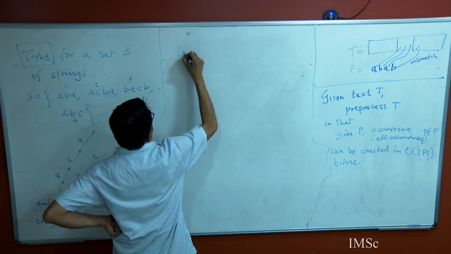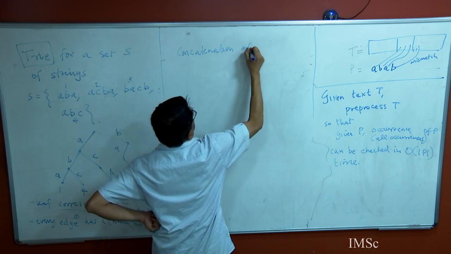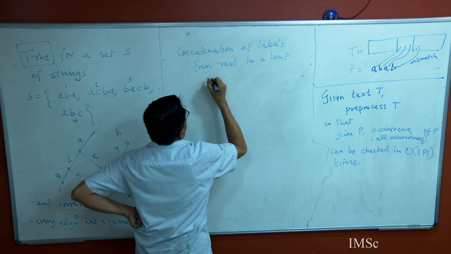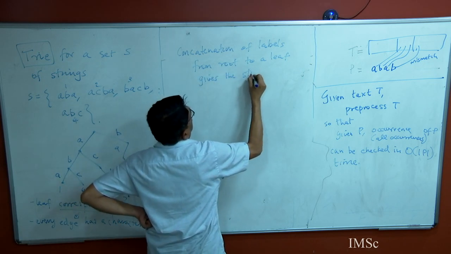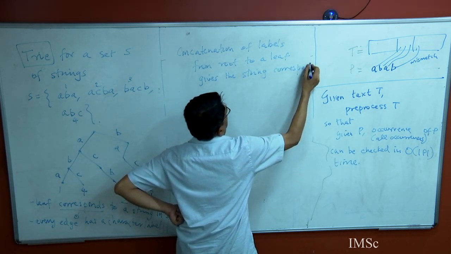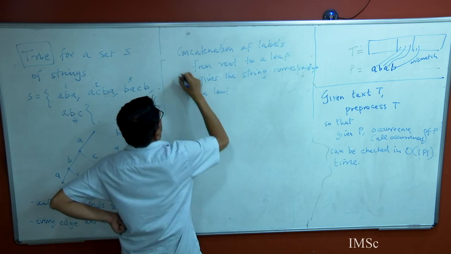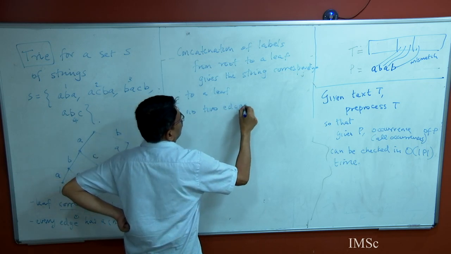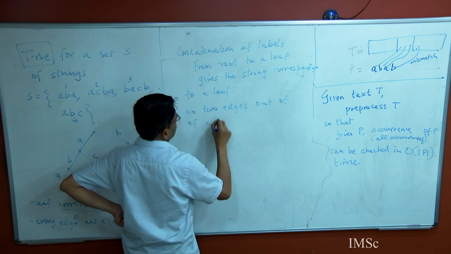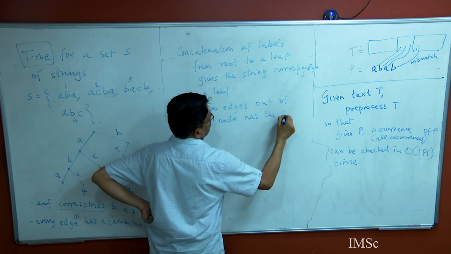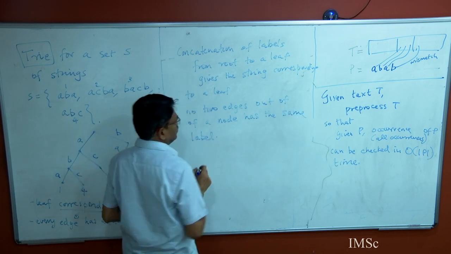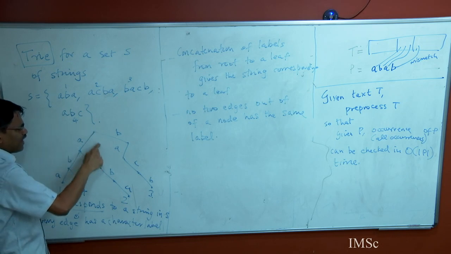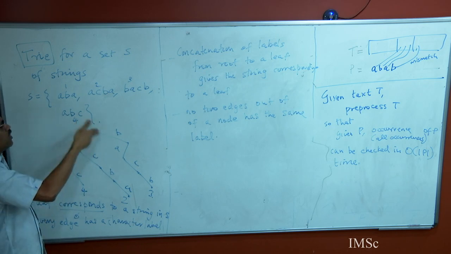And the concatenation of labels from root to a leaf gives the string corresponding to the leaf. And the more important thing is that no two children, or no two edges out of a node, have the same label. Okay, right? In so many different words, basically I defined formally what the tree looks like. In other words, I can't have two A's coming out of one node. If you need to use the same A, that's all it's saying.